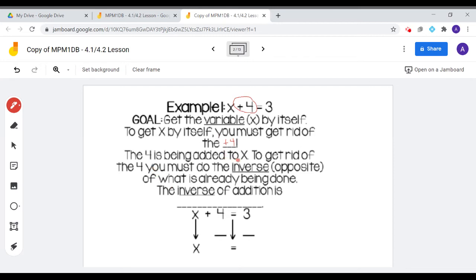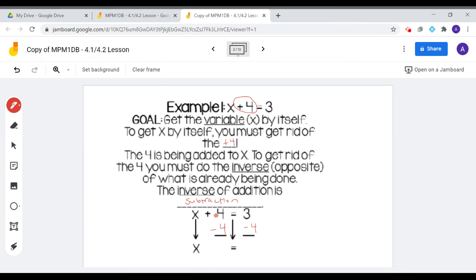The 4 is being added to x, so to get rid of the 4, you have to do the inverse or opposite of what's already being done. The inverse of addition is subtraction. So if I want to get rid of the 4, I have to do the opposite of adding 4, which is subtracting 4. And if I do it to one side of the equation, I also have to do it to the other side of the equation.